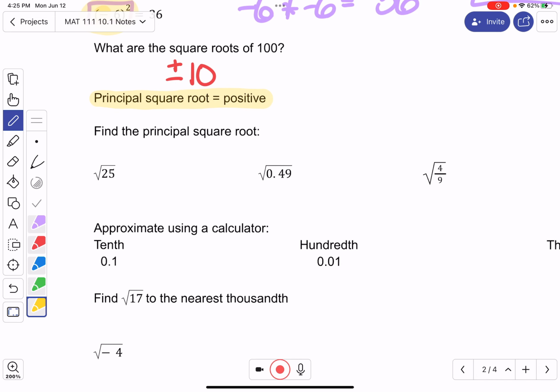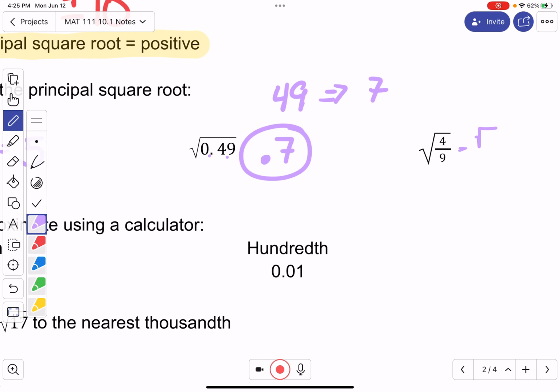So find the principal square root of 25. Well, the square root of 25 is 5, positive 5. Next, 0.49. Well, if we ignore the decimal point, the square root of 49 is 7. So if we have 2 decimal places, our square root would be 0.7, because 0.7 times 0.7 would give us 0.49. When you have a fraction, you are taking the square root of the top and the bottom. So the square root of 4 is 2, the square root of 9 is 3, so we get 2/3.